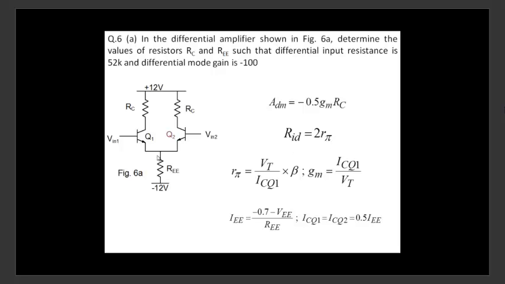That will give you how much collector current I get in Q1 and Q2, so how much current I require here. And from there you'll see how much RE I require here. So RID will give you the collector current. And once you know the collector current, you know gm. And ADM will then give you the value of RC. So it is a straightforward application of these two expressions here, ADM and RID.